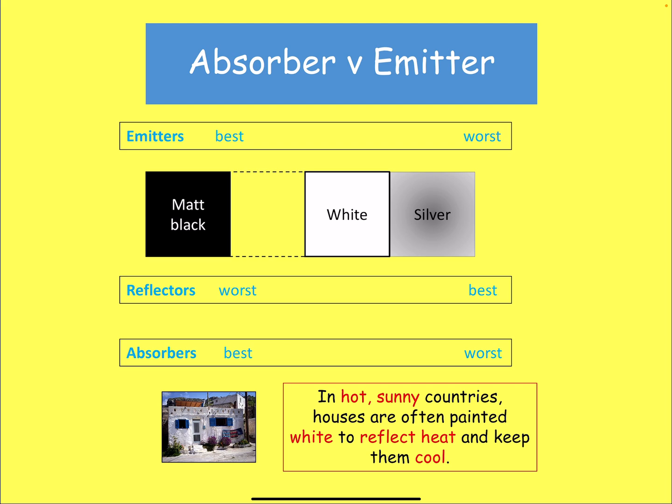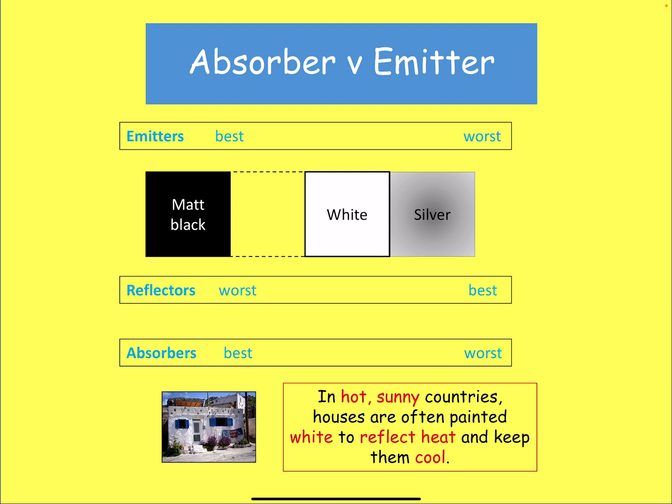You then move on to reflectors. Matte black is the worst reflector, whereas silver is the best reflector. That's why they have these silver-lined aluminium foil blankets for anybody that gets injured. Or if anybody's cooking a turkey, the aluminium foil is a shiny silver because it reflects the heat back in.